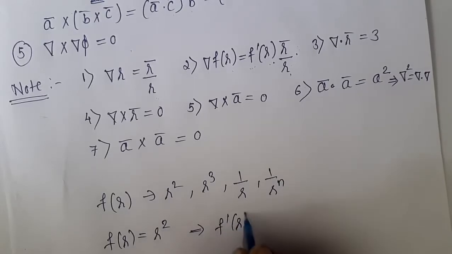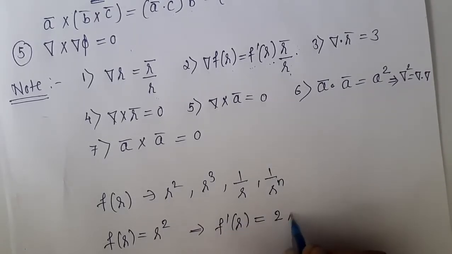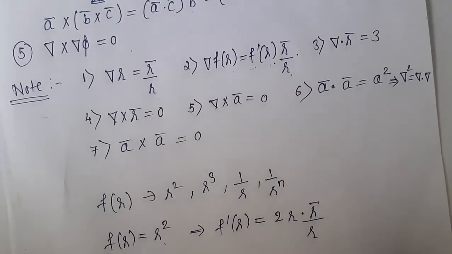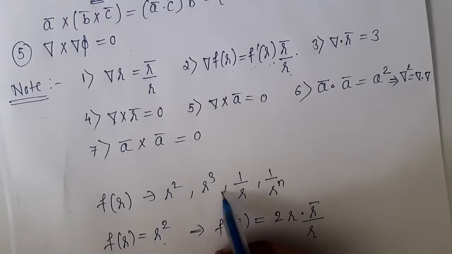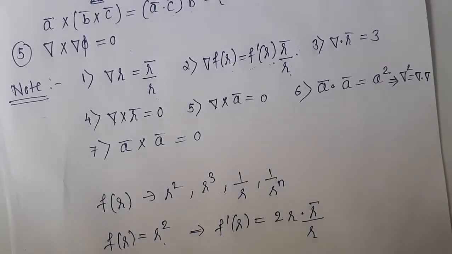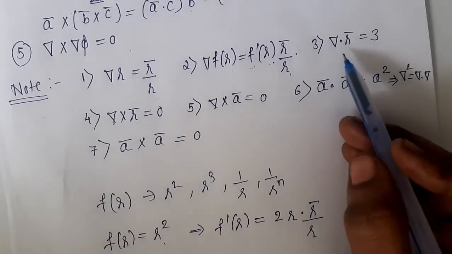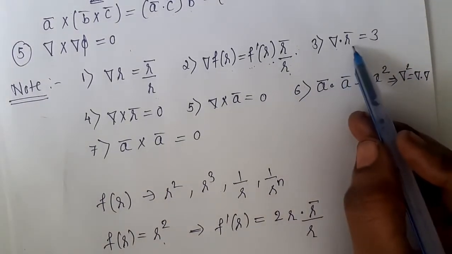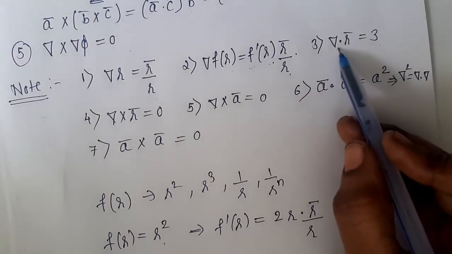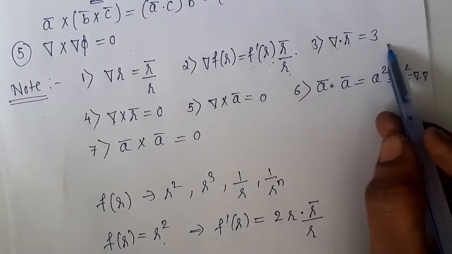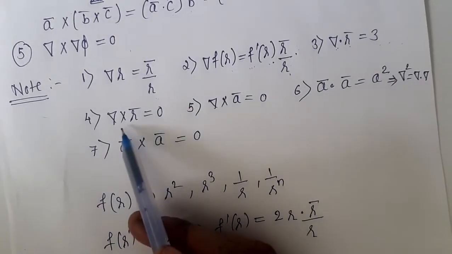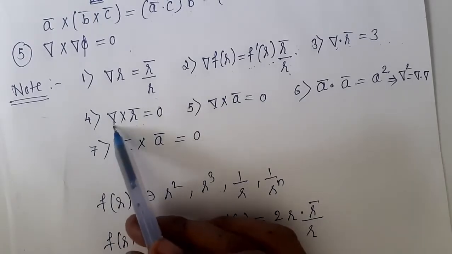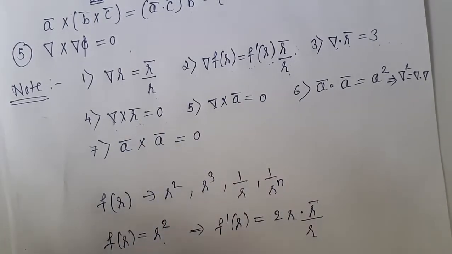Then we first have to find the derivative f dash of r, multiplied by r vector by r. So if f of r is equal to r square, then what is f dash of r? The derivative of r square is 2r, multiplied by vector r divided by r. Like this we can find it for r cube, for 1 by r, and for 1 by r to the power n. Next, the third point is del dot r. Del dot r is equal to 3, meaning the dot product of del vector with r vector is always equal to 3. Next, del cross r. We have already seen one example on this. Del cross r is equal to 0.